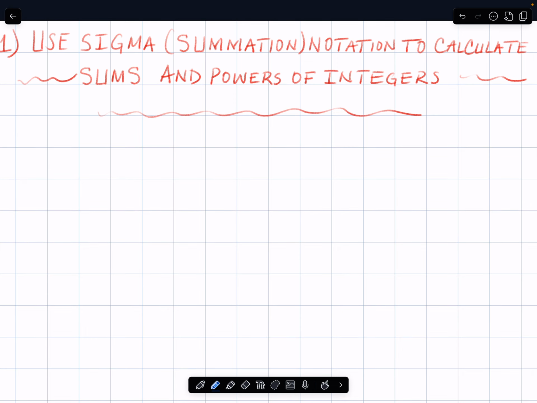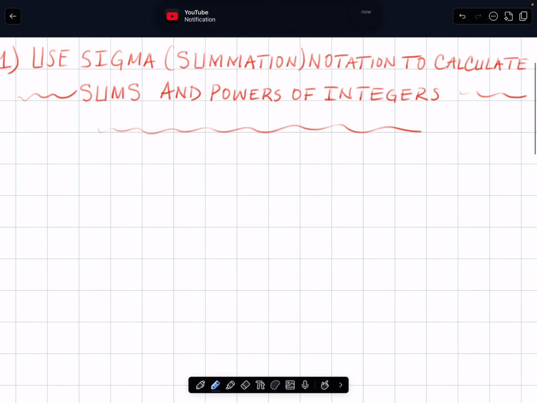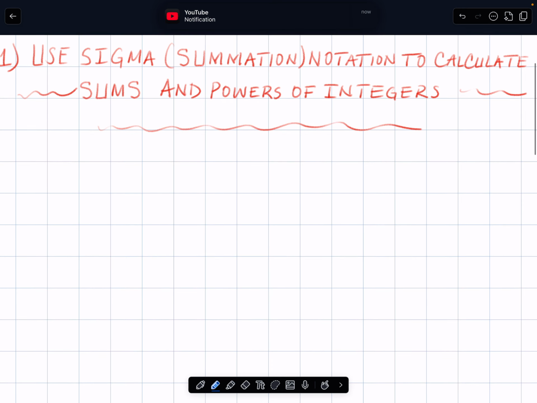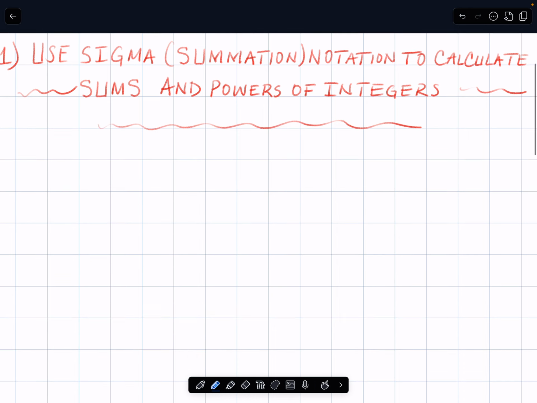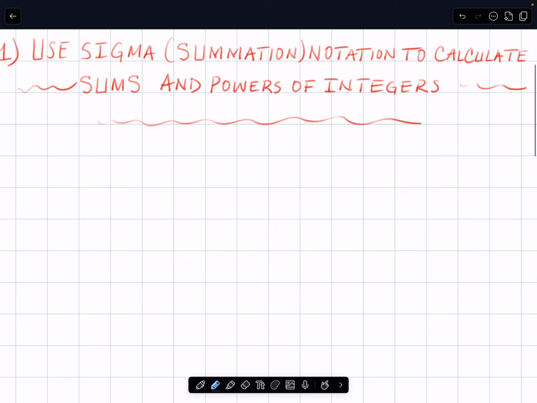And before we even get to approximating or calculating areas under the curve, we have to lay out some fundamental concepts, some basic stuff to know before we get into details. And the first one that's very important is using the sigma or summation notation to calculate sums and powers of integers.